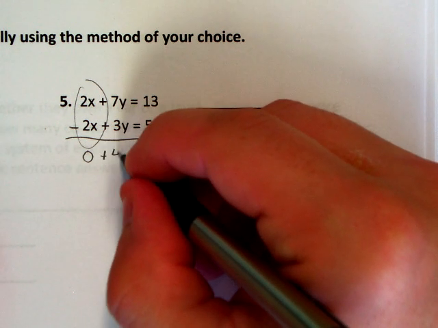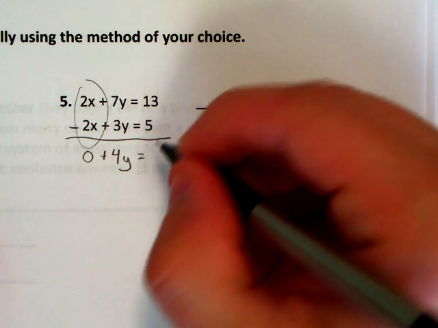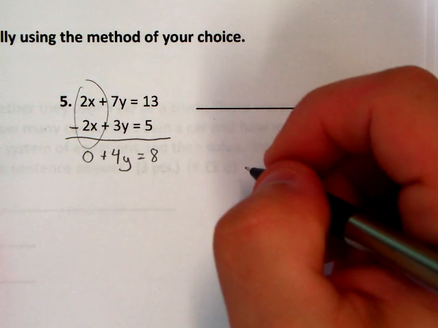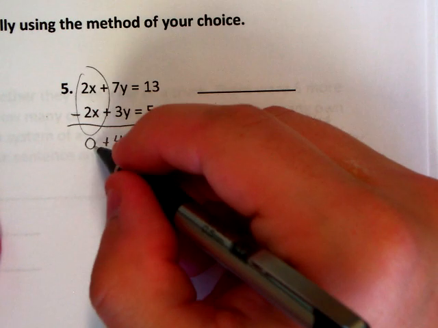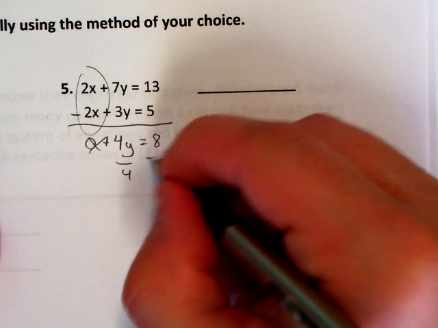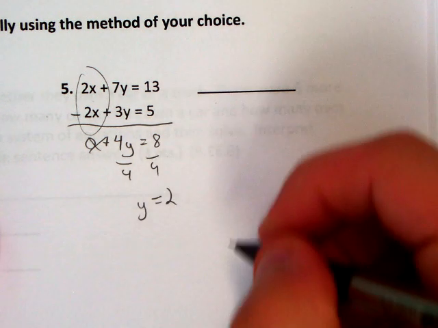7y minus 3y is 4y. And 13 minus 5 is 8. This 0 can just go away, so I'm left with 4y equals 8. Divide both sides by 4, I get y equals 2.